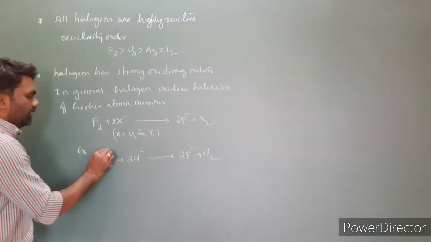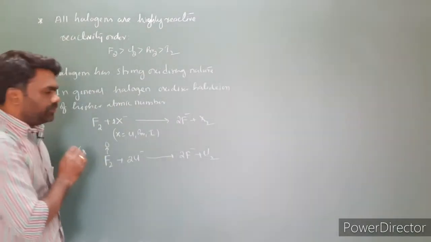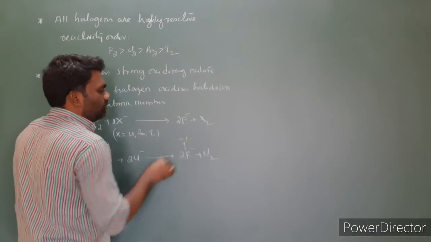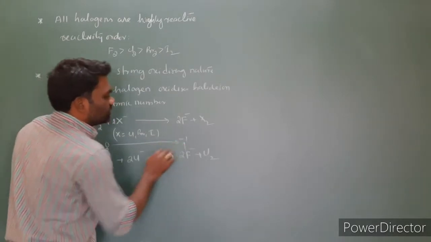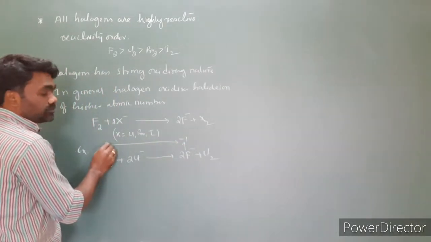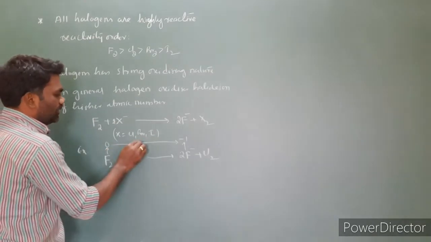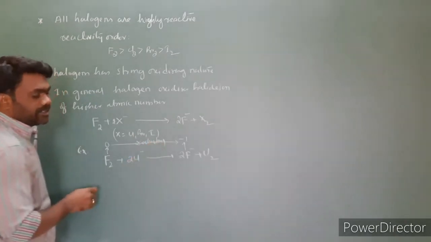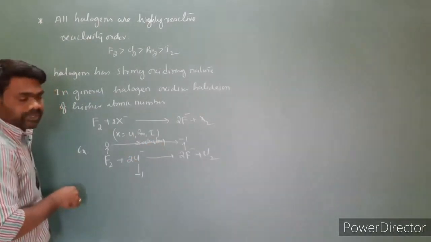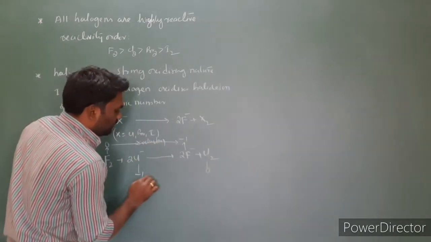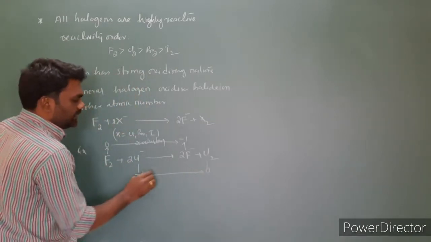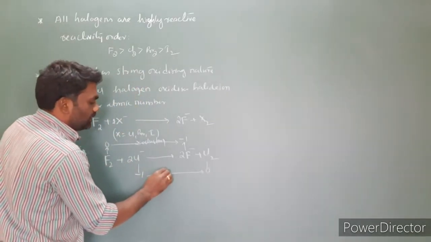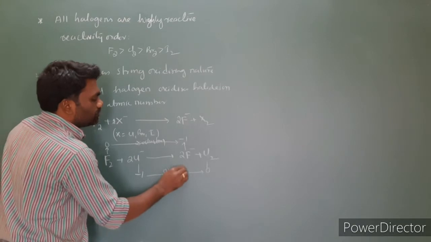Look at this. The oxidation number of fluorine is 0. Here the oxidation number of fluorine is what? Minus 1. So 0 to minus 1, that is nothing but reduction. Here chlorine is minus 1 and in the elemental state chlorine is 0. Minus 1 to 0, the oxidation number is increased. Increasing oxidation number is called oxidation.